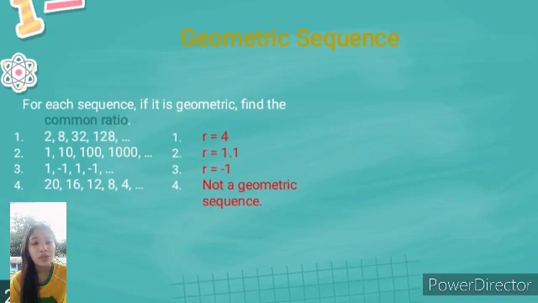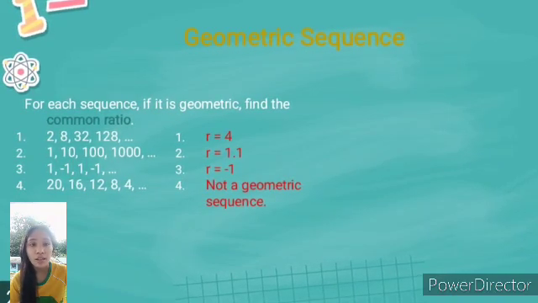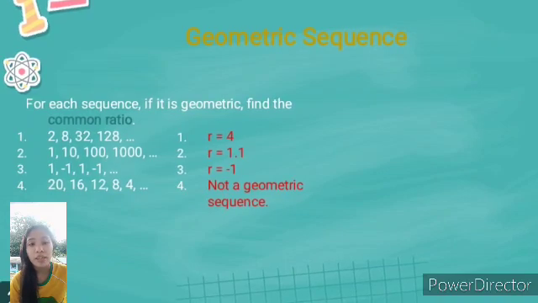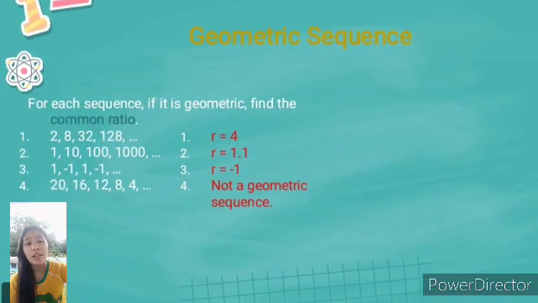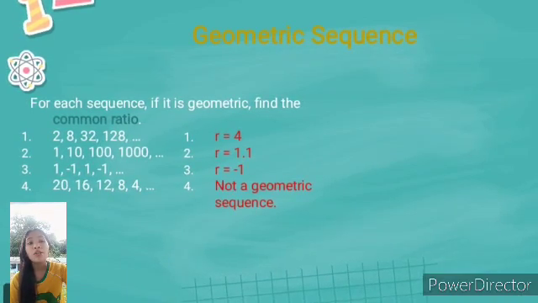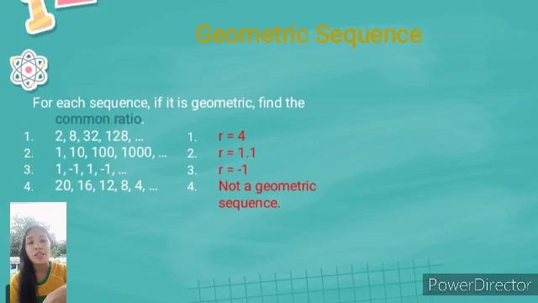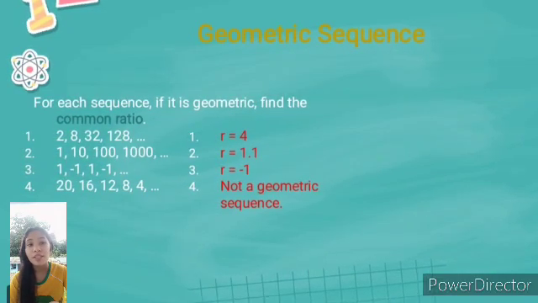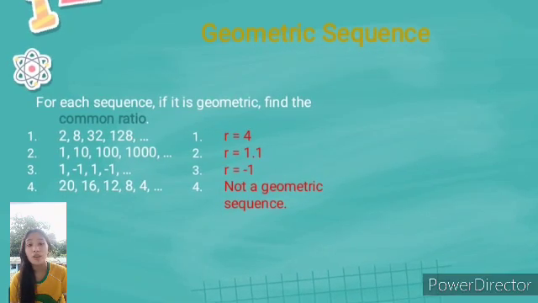And next is 20, 16, 12, 8, and 4, which is not a geometric sequence. Since it is an arithmetic sequence, there's no common ratio. What they have here is a common difference, just like the arithmetic sequence, which is 4, so therefore it is not a geometric sequence.